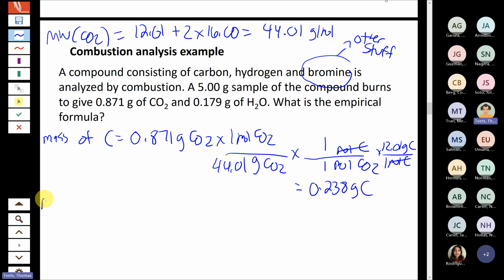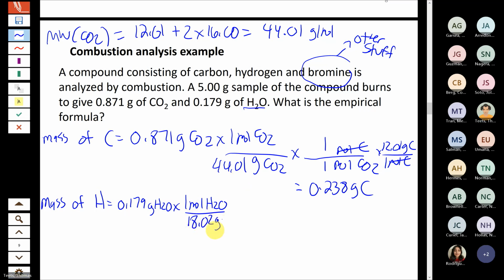We're going to do the same thing for hydrogen. It's only a little bit different now. All of the hydrogen in our compound goes out as water on the product side. So that's the number we're going to start with, 0.179 grams of water. We convert that into moles. The molar mass of H2O is 2 times 1 for hydrogen plus 16, so it's about 18, 18.02 if you want to be more exact. That's just the molar mass of water.